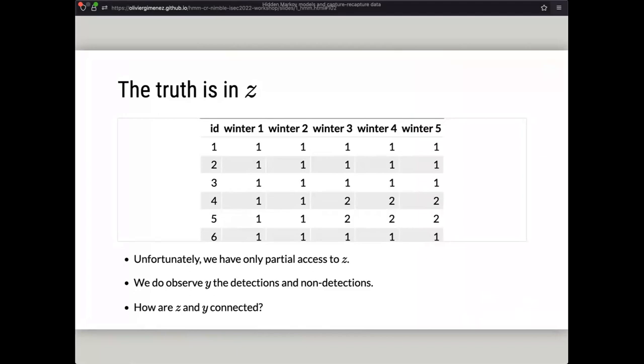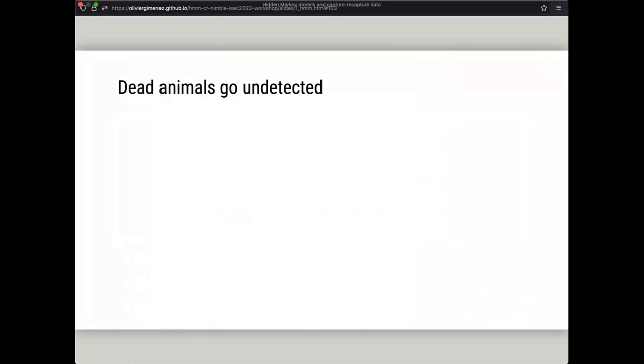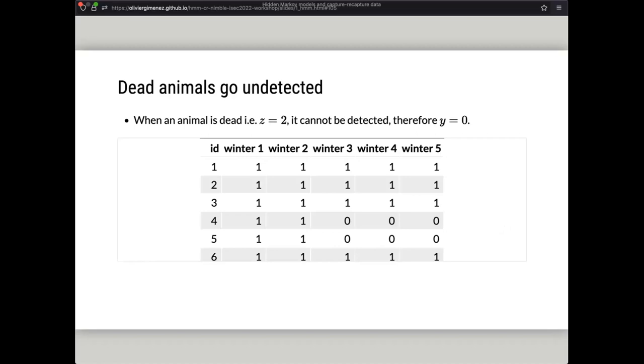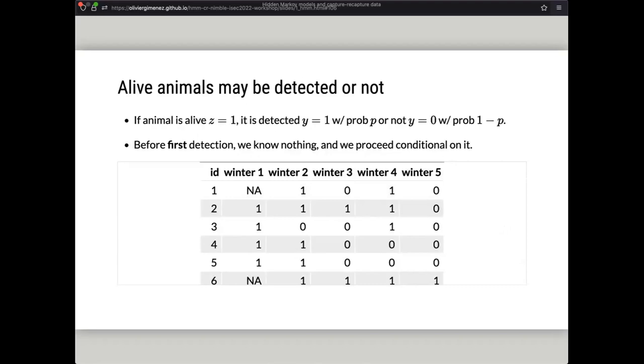How are the two connected? Well, you cannot detect dead animals. So when an animal is dead, that is, Z is dead, it cannot be detected. So we have Y is zero, okay? Zero for non-detected. So in our table, we're going to replace all the twos by zeros, right? So all the twos have been replaced by zeros. And before the first detection, we know nothing and we proceed conditional on it, okay? So in our case, everybody was released at the first sampling occasion, but that's okay. So we just put NAs here. So that's what we observe in real life.